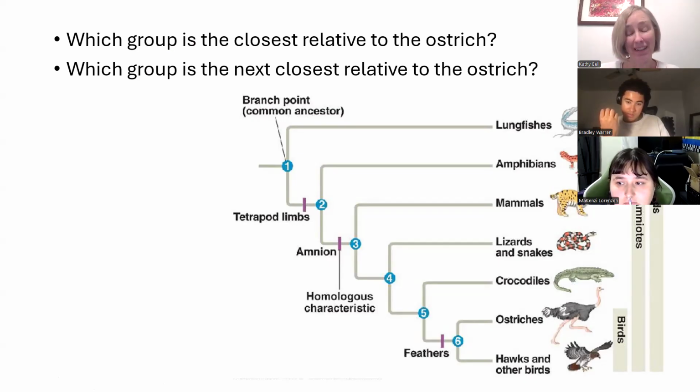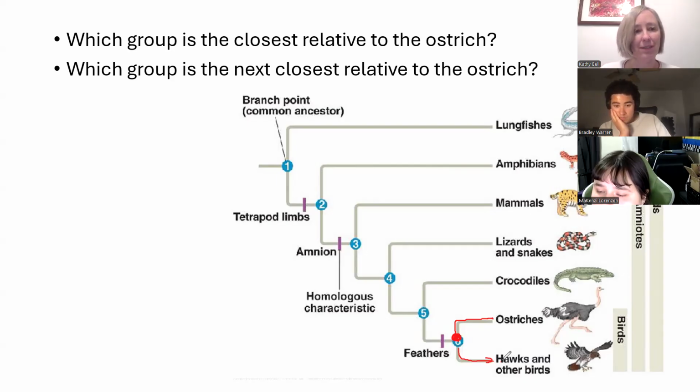Yeah, so the way you want to determine this is you want to start here with the ostriches and you work back and you see, well, here's a common ancestor. And the other one that shares a common ancestor here would be your hawks and other birds. So your closest relative to the ostriches would be the hawks and the other birds. Okay. All right, and then which group is the next closest relative to the ostrich?